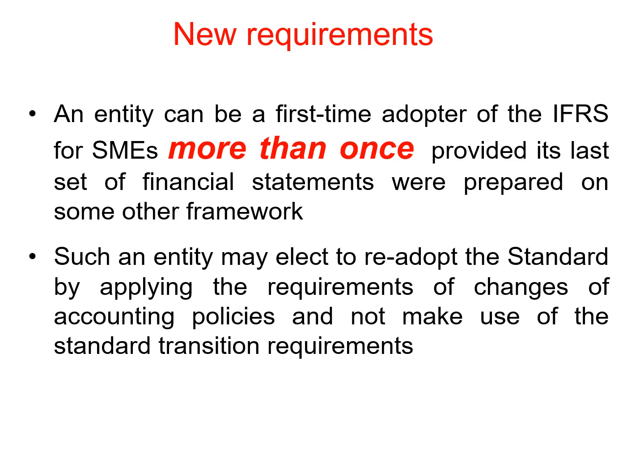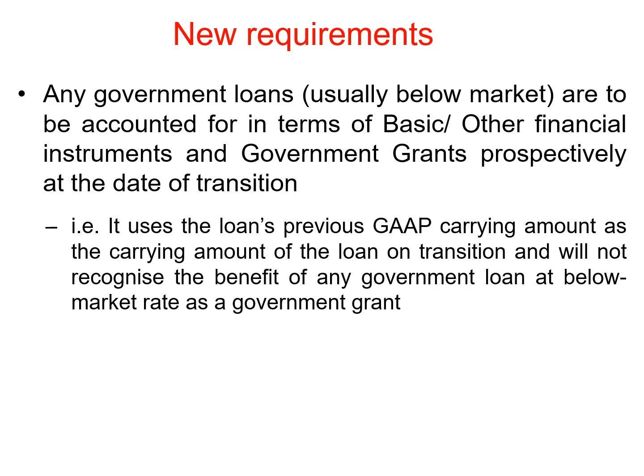So when you decide to go this particular route and re-adopt IFRS for SMEs, you need to disclose in your financial statements that that is what you've done. And you will be able to make use of all the transitional exceptions and exemptions that are available. They've also brought in some requirements on the accounting treatment for government loans. You may decide to use your previous generally accepted accounting practice carrying amounts for those loans on transition. It would not be a problem at all, even though that loan will be at below market rates, and you'll have to treat those items as government grants.